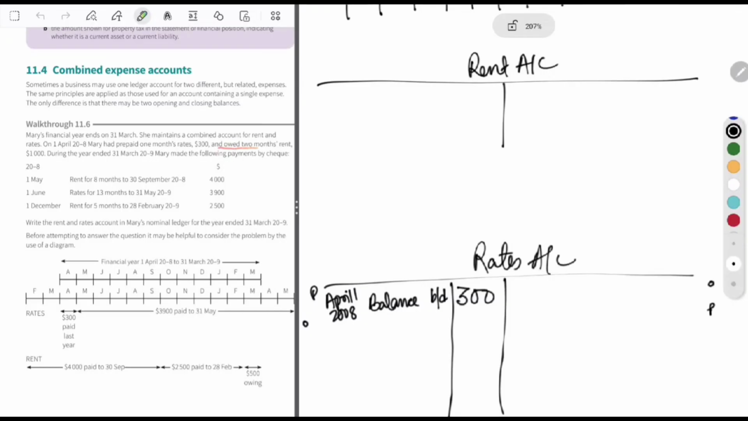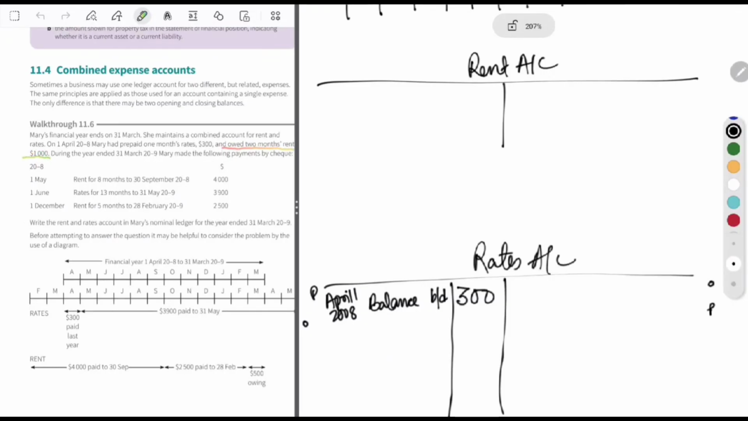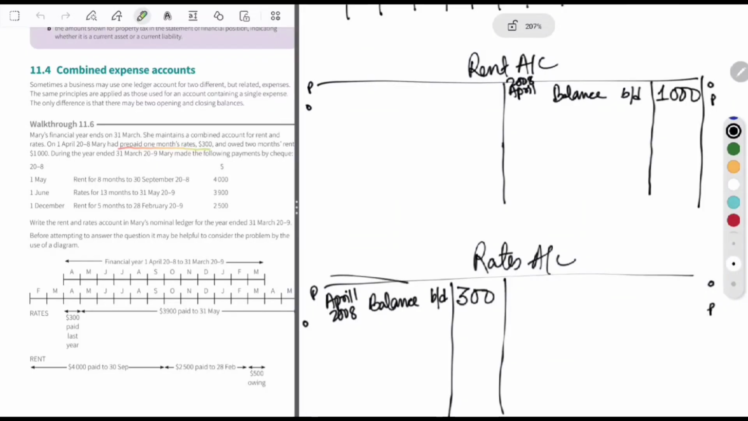Next, she had owed 2 months' rent, $1,000. So the same thing goes here, owing and prepaid. Here it is owed, so we write down April 1, 2008, balance brought down. The amount is $1,000 for 2 months, so for 1 month it is going to be $500. Read the question again, and if there is any anomaly, just look into it. It says prepaid 1 month's rates $300, and owed 2 months' rent $1,000. So two of the amounts have been placed successfully.